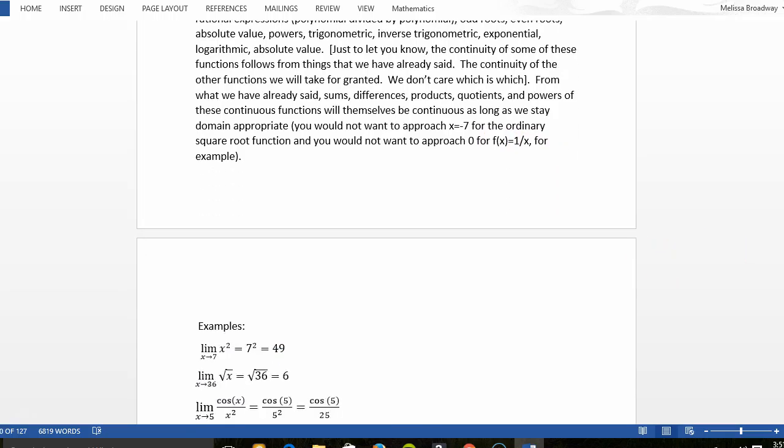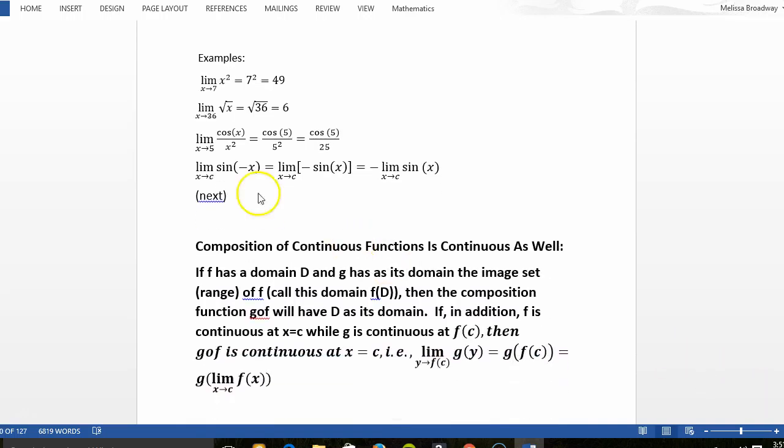Okay. So here are some examples. The limit as x goes to 7 of x squared is just continuity. We plug 7 into x by continuity, and we get 7 squared, and that equals 49. Limit as x goes to 36 of radical x, by continuity that is assumed for roots, you can just throw 36 into here. Square root of 36, remember, is 6. Limit as x goes to 5 of this guy right here, continuity. Just plug 5 in, and there you go. There's nothing much you can really do with this guy.